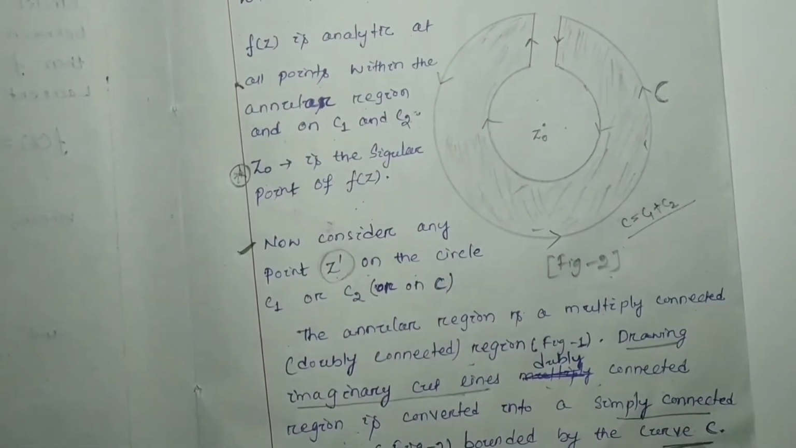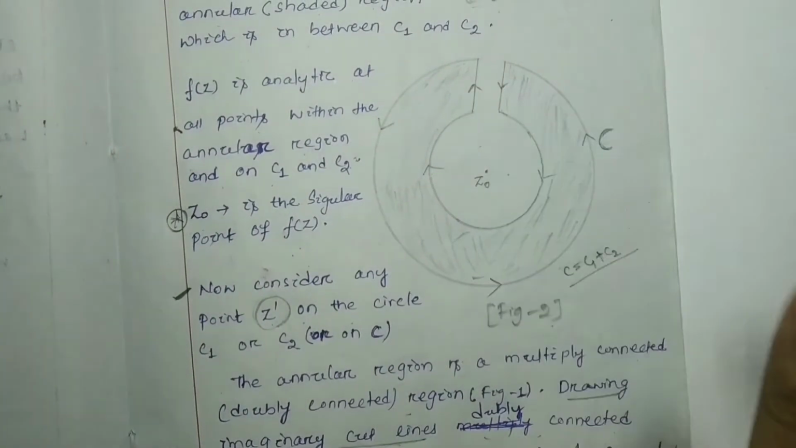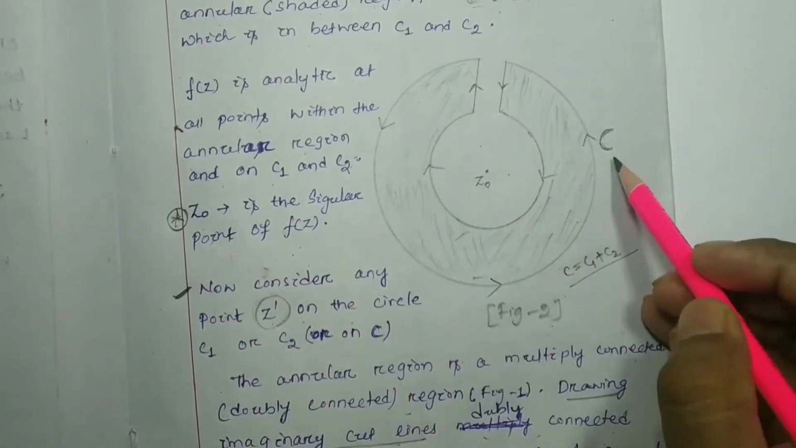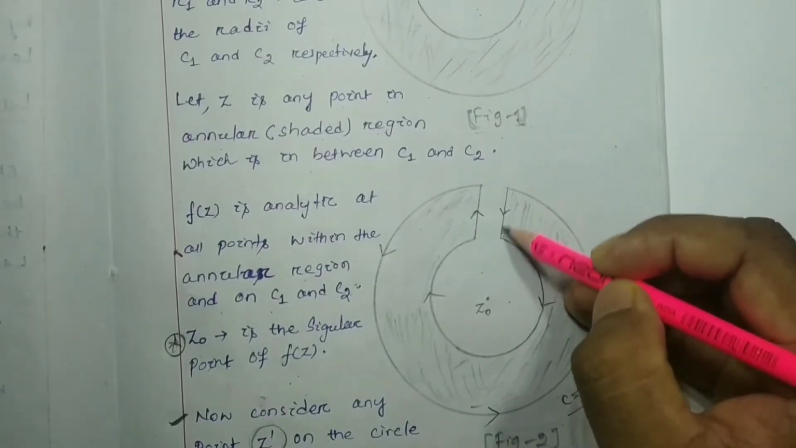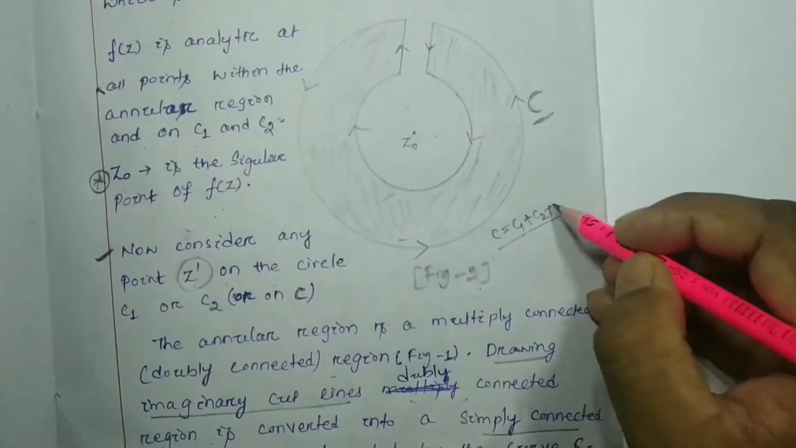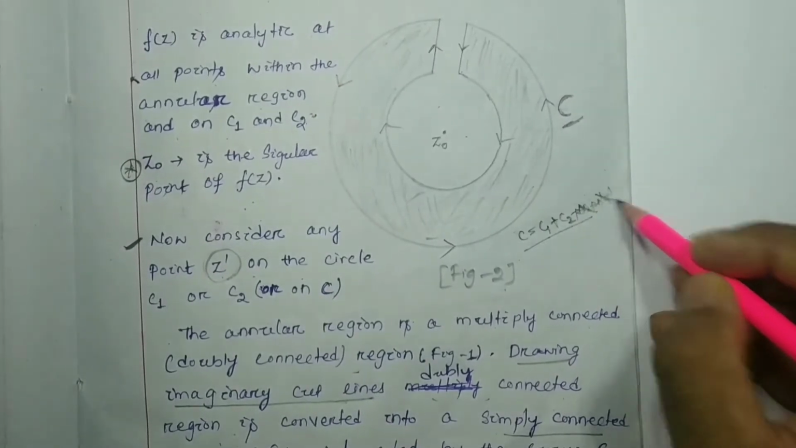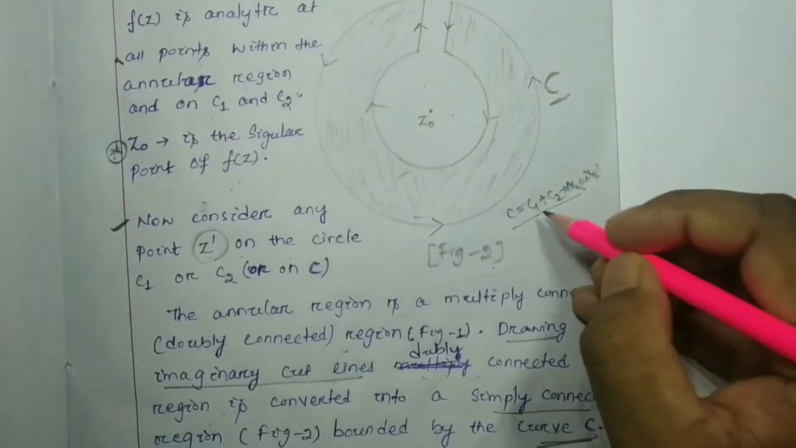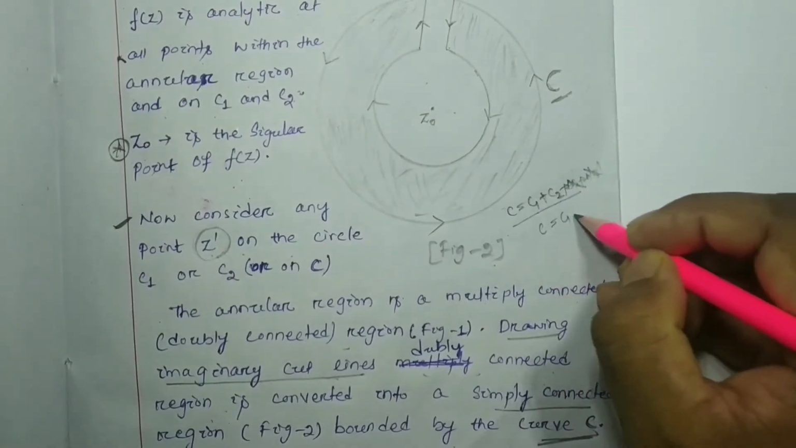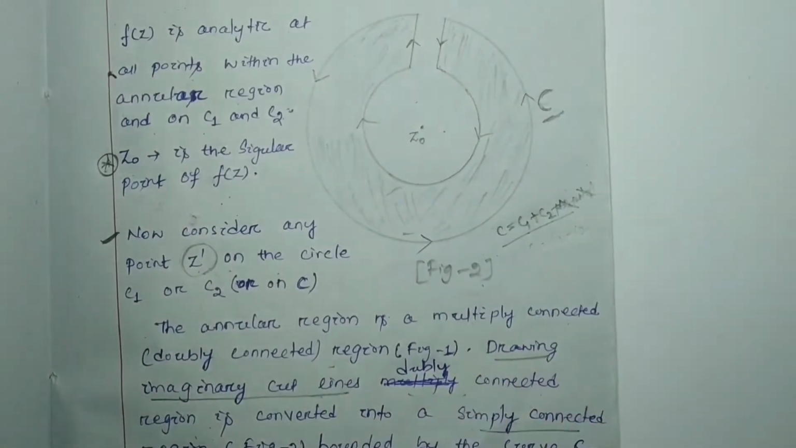Bounded by the curve C, figure 2 is a simply connected region. Simply connected means it is bounded by a single curve, that is your C, which is the addition of C1 plus C2 plus the length AB and the length A dash B dash. Considering the direction, both are equal in magnitude and opposite in direction, so they cancel. C1 is traversed anti-clockwise and C2 clockwise, so C1 is positive, C2 is negative, so C will be C1 minus C2, as we discussed previously in Cauchy's theorem.